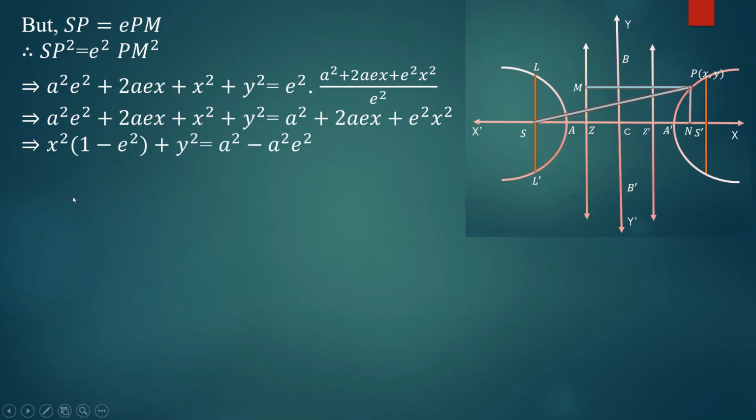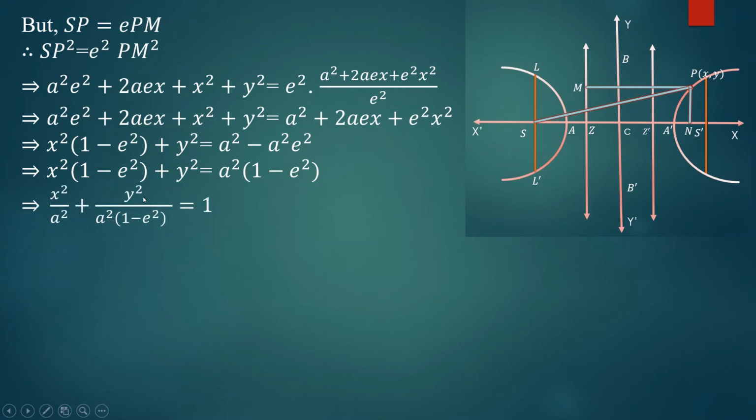Taking x square as common, we get x square into 1 minus e square plus y square is equal to a square minus a square e square. And taking a square as common from the right side, then I get a square into 1 minus e square, and dividing both sides by a square into 1 minus e square, we get x square by a square plus y square by a square into 1 minus e square.